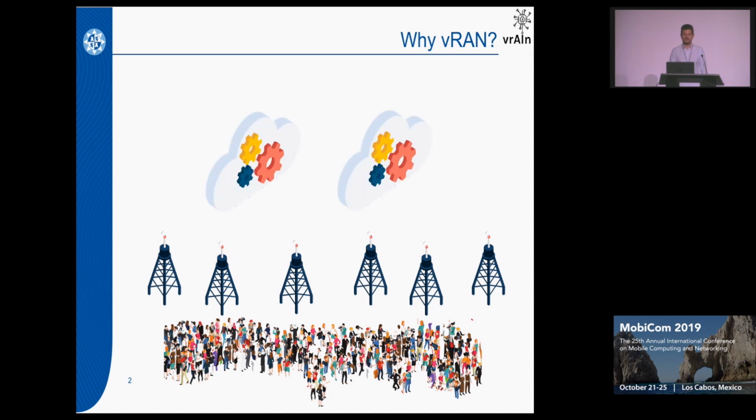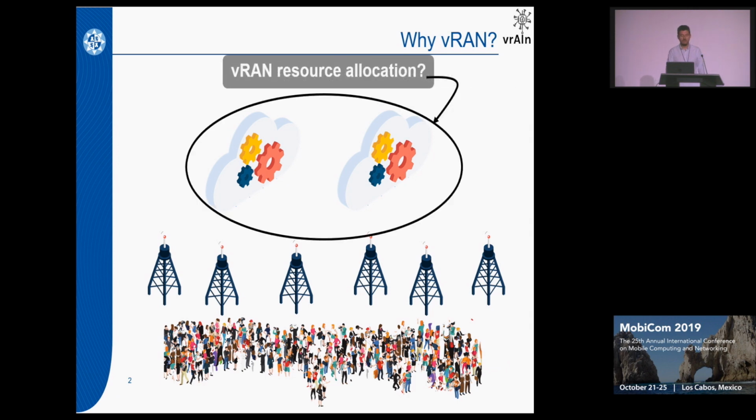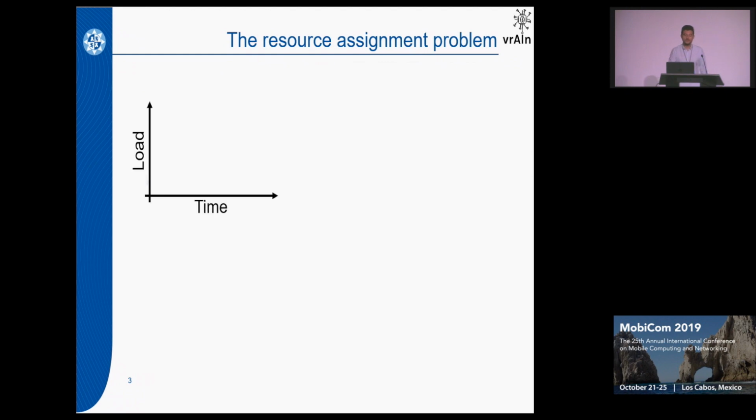Radio access network virtualization, vrAN, is a key technology envisioned to reduce the cost by enabling resource pooling via centralization, easy updates via softwarization, and, most important, cheaper deployments. However, now we wonder, how do we allocate the resources in virtualized radio access networks? We will show it with an example.